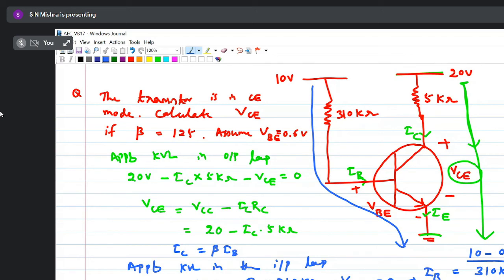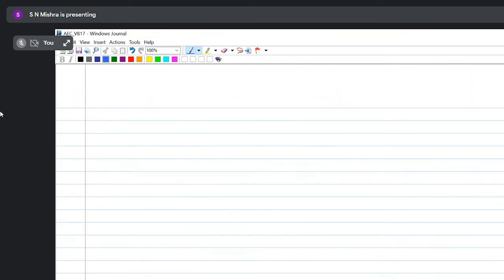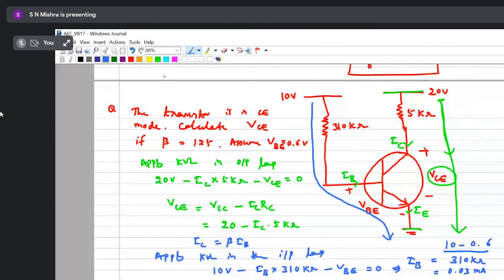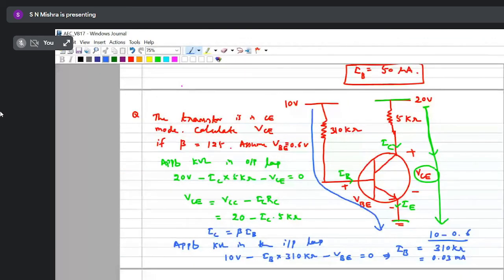Anyway, now you want to find out IC. So with this, using the concept IC equals beta times IB. Beta, how much is it given? 125. So 125 into 0.03 times 10 to the power minus 3. How much are we getting?